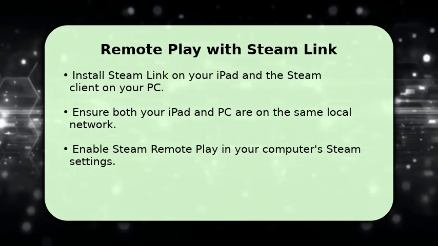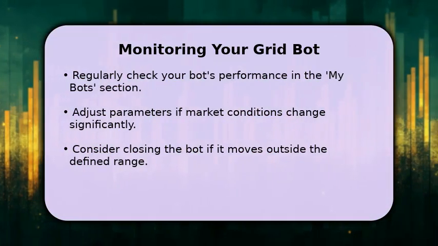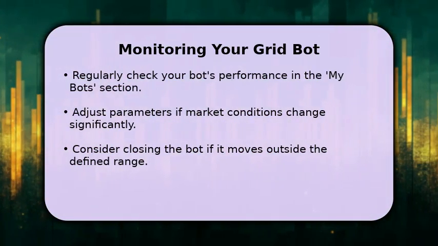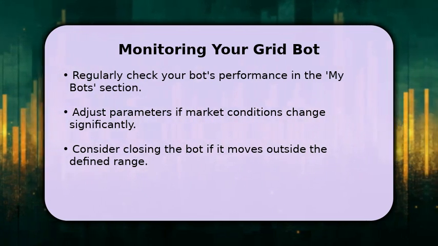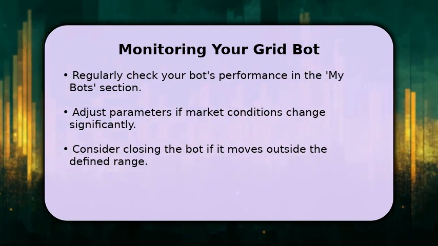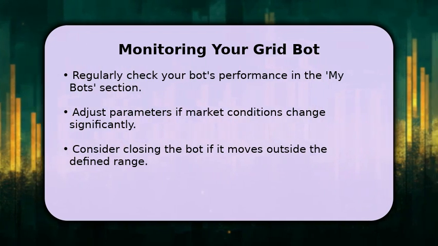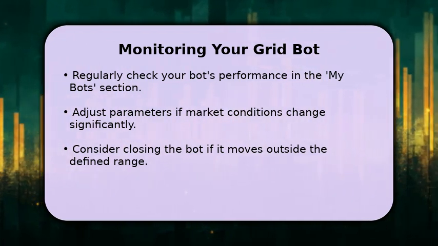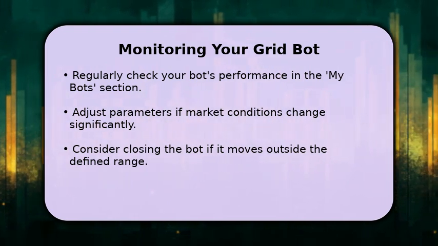Once your Spot Grid bot is running, it's essential to monitor its performance. You can track its progress, including realized profits and open orders, in the My Bots section on Bitget. Market conditions can change, so be prepared to adjust your bot's parameters if the price moves significantly outside your defined range. If the market breaks out of your range, you might consider closing the bot and reevaluating your strategy.